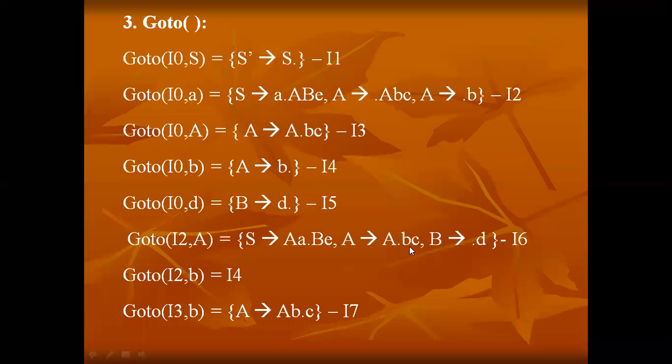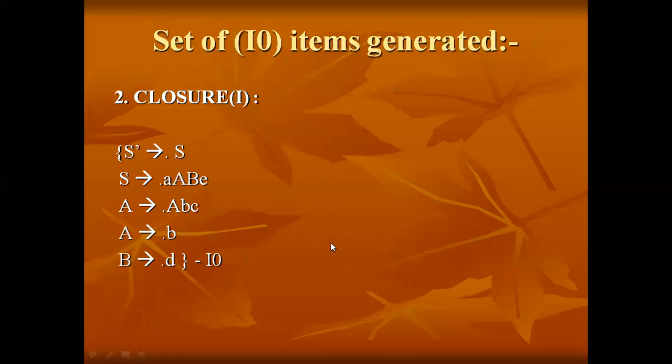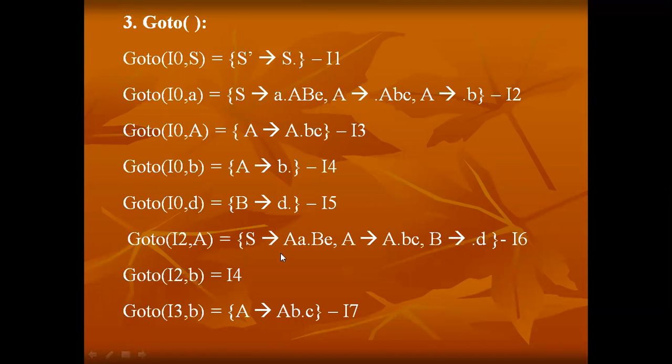comma, and in this rule A tends to A dot BC. Right? And see here, after dot, what is the symbol? It is a non-terminal. What does it mean? After processing with the symbol by calling the goto function, if we have a non-terminal after the dot, then we need to write the rules for this non-terminal from the I naught. In the I naught, the rule for B is B tends to dot D, right? That's why I'm writing B tends to dot D here.